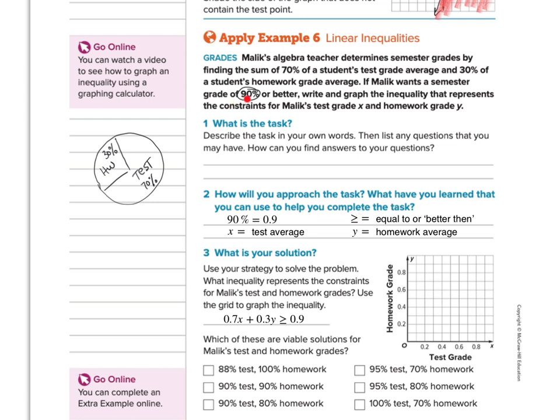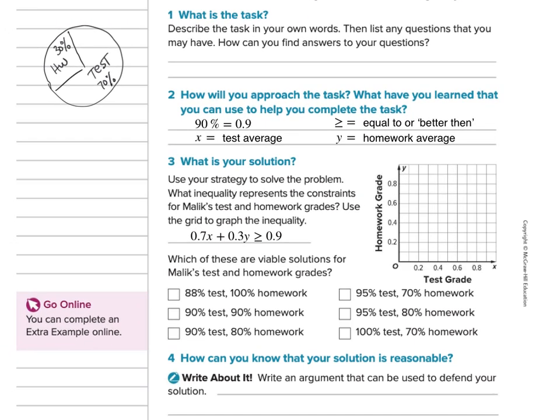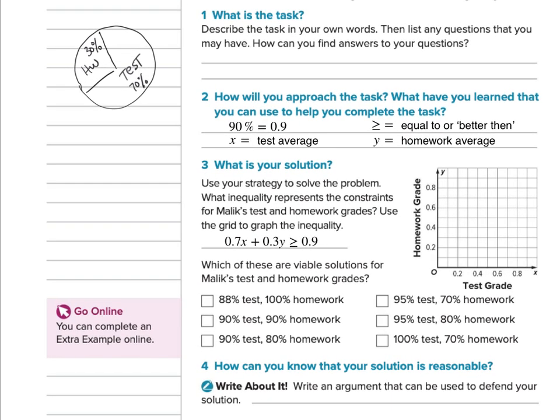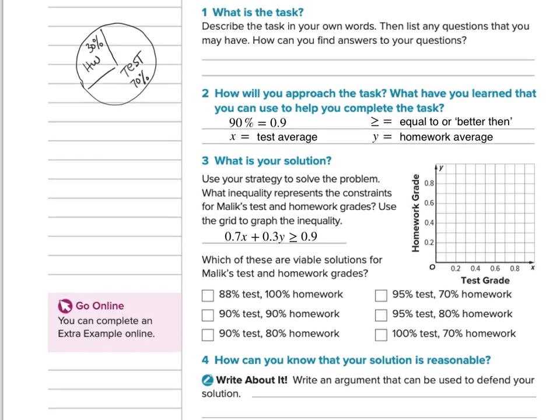I know that he can have a grade of 90 or better, so better than, y, it's going to be greater than or equal to. Y is going to be the homework average, x is going to be the test average. So my linear inequality looks something like 0.7x, because that would be my test grade, plus 0.3y, my homework grade, is going to be greater than or equal to 0.9, which would be 90%. So we don't want it less than 90, but we can have it greater than 90.